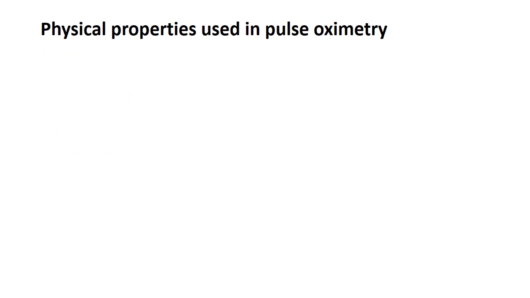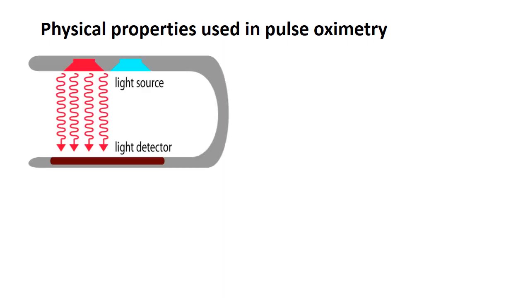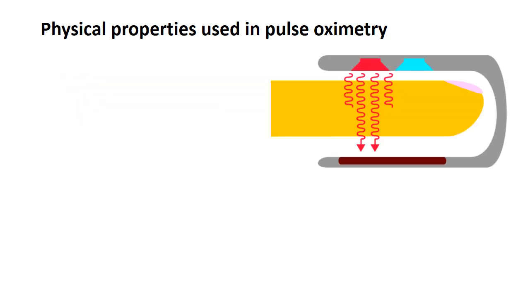Now let's see which physical properties are used in pulse oximetry. Pulse oximetry uses light to work out the oxygen saturation. Light is emitted from the light source, goes across the pulse oximeter probe and reaches the light detector. If a finger is placed in between the light source and the light detector, the light has to pass through the finger to reach the detector. Part of the light will be absorbed by the finger and part is not absorbed, gets transmitted and reaches the light detector.